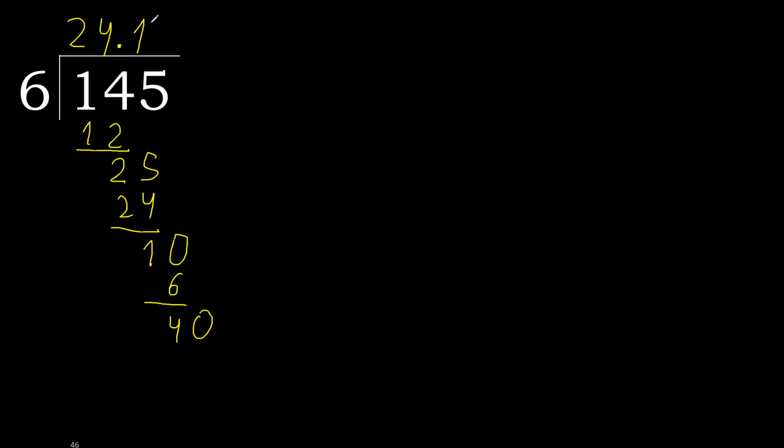6 multiplied by 7 is greater. Multiplied by 6 is 36. Subtract, complete. 40. 6 multiplied by 6 is 36. Subtract, complete. Repeat. Therefore, repeat, repeat.